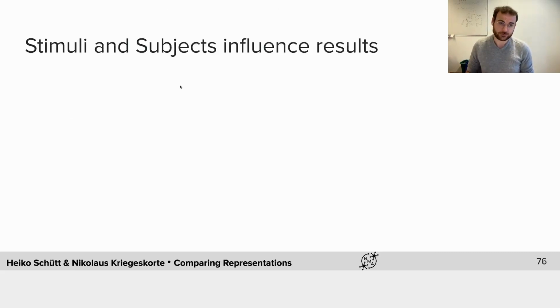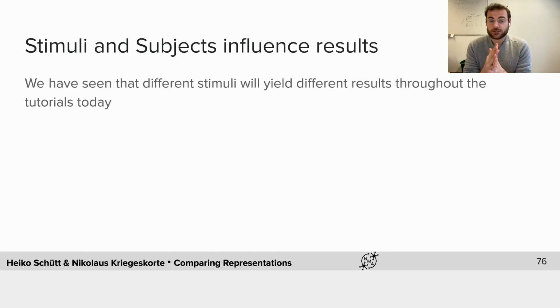And there are two reasons for this, which are stimuli and subjects, which both influence the results of our model comparisons. The first one is just if we use different stimuli, we will get different results, right? We've seen this throughout the tutorials, whether it's comparing different deep neural networks or different brains to each other, if we use other stimuli, we will get different results. This seems kind of natural and applies to both applications.